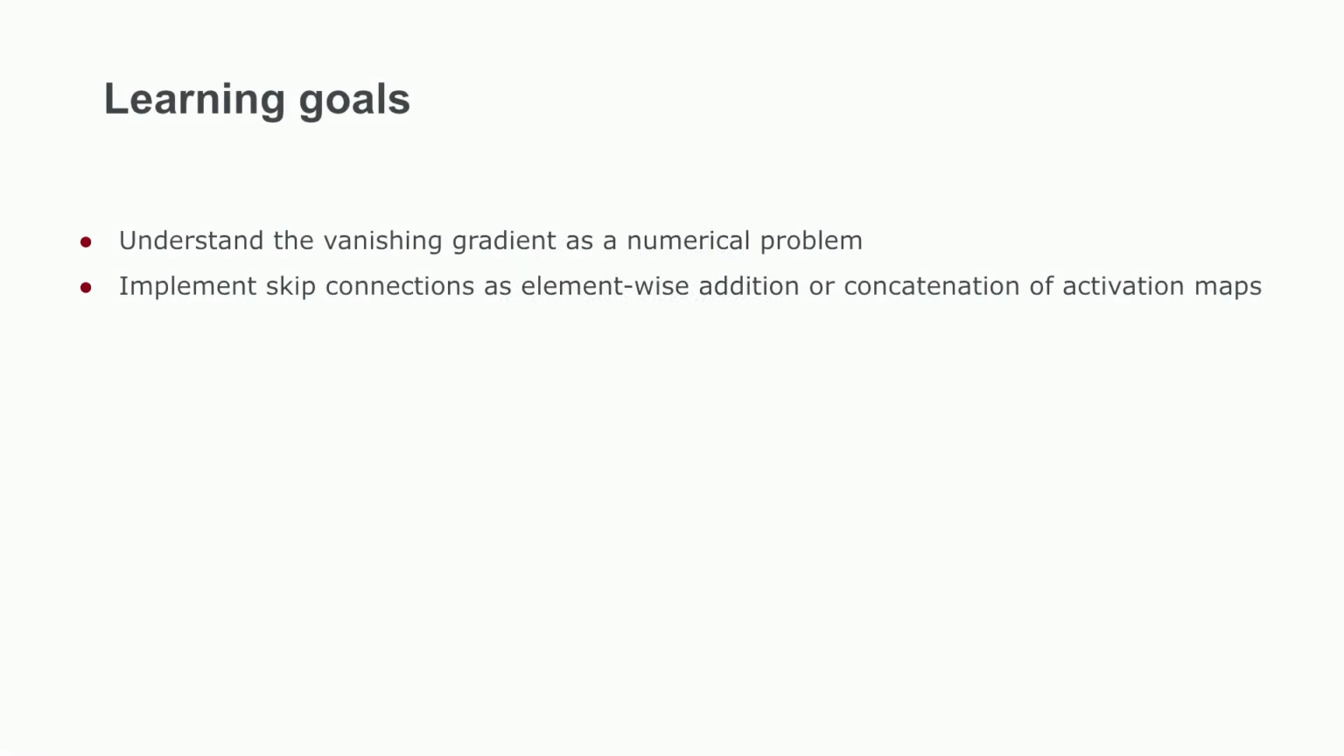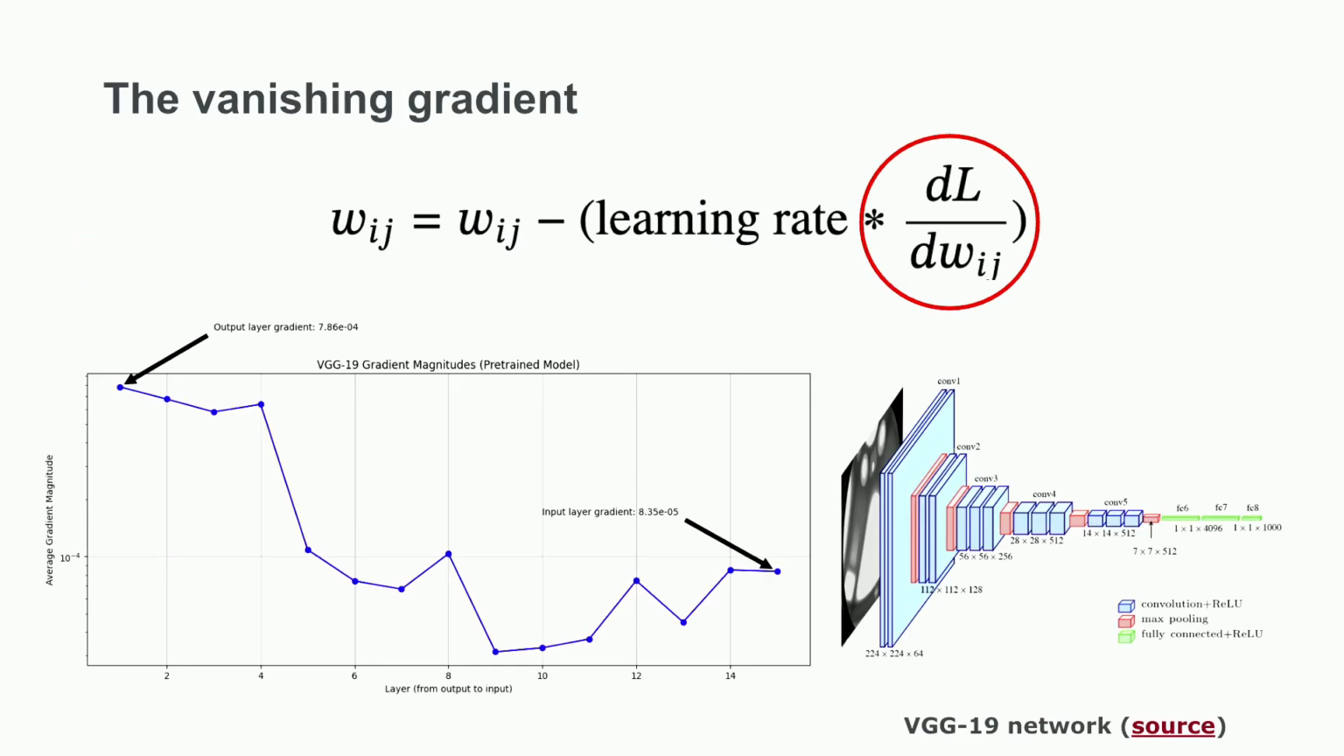So our learning goals are to understand the vanishing gradient problem that we solve with skip connections as a numerical problem, and we're going to see how we implement skip connections as either element-wise addition or concatenation of activation maps. Let's start discussing the problem.